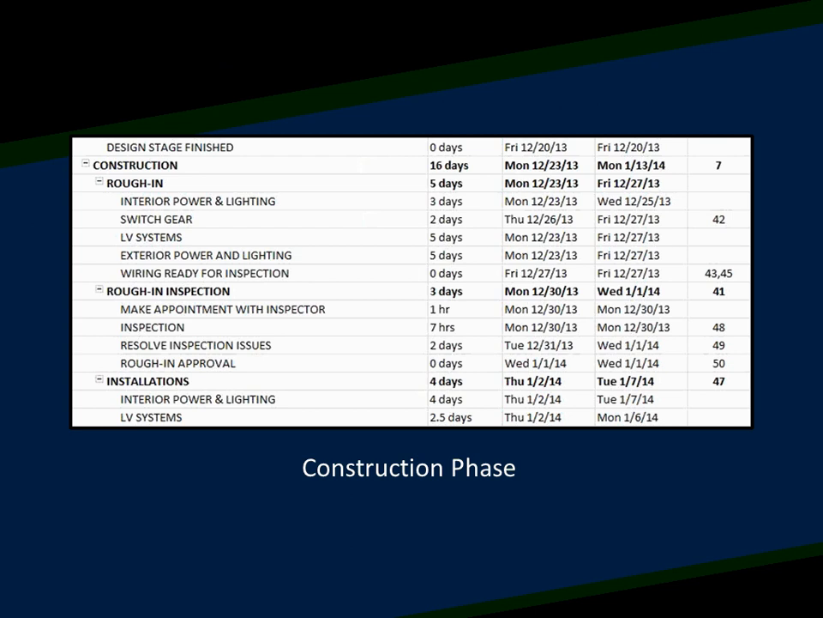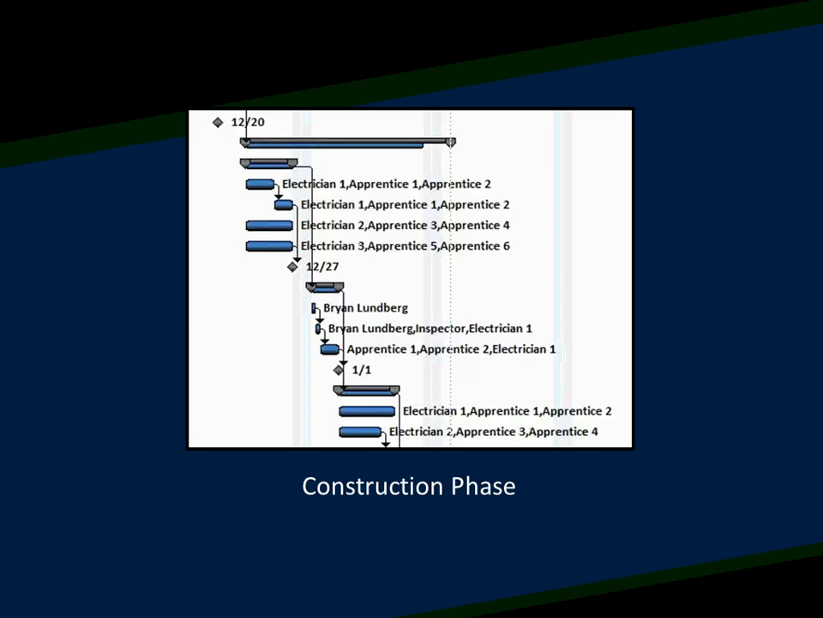And then here is our construction phase of the project. You can see it broken into subtasks. We have a rough end phase for the switchgear and the LV systems and our power and lighting. And then we had a few construction crews or electrical crews working on this. I think we had 3 electricians and 6 apprentices. So there's 3 separate teams working on it. And so when we allocated the resources, we had to make sure that everything sort of works together.